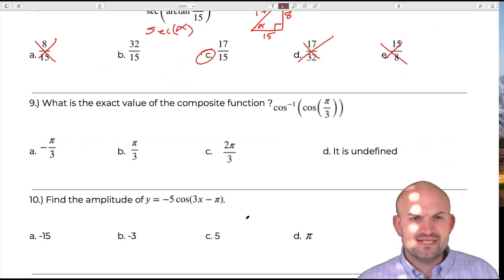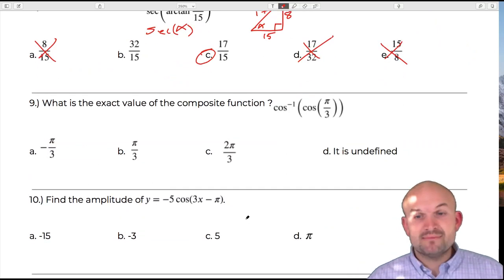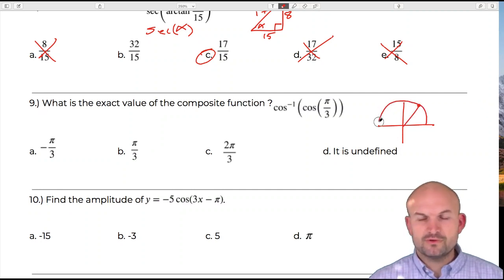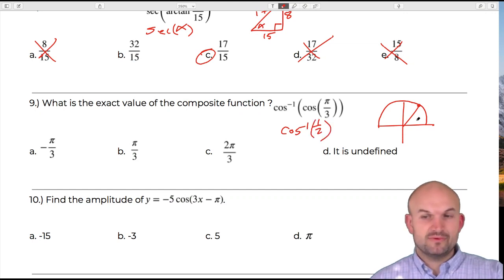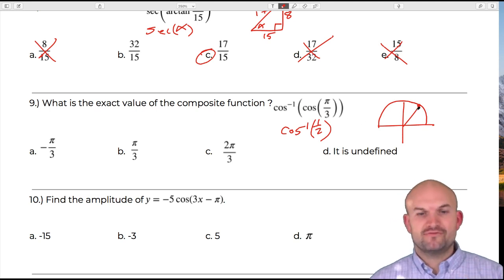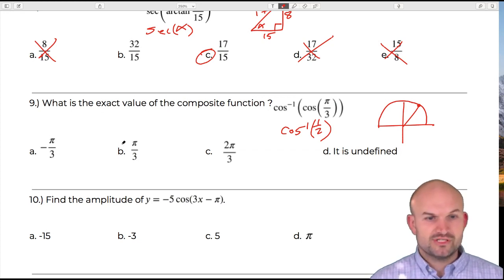For question number 9, what is the exact value of the composition? Now, this one's kind of interesting because the angle is in the first quadrant. So we have pi over 3, which is right here, right? Now, the restriction of cosine to evaluate the inverse is between 0 and pi. So the cosine of pi over 3 is just going to be 1/2. So now we're evaluating, what is the cosine inverse of 1/2? Well, again, it has to be either in the first or the second quadrant. Any angle in the second quadrant would be a negative 1/2. So it's just going to be this angle in the first quadrant. So it's back to pi over 3, which is the answer B.